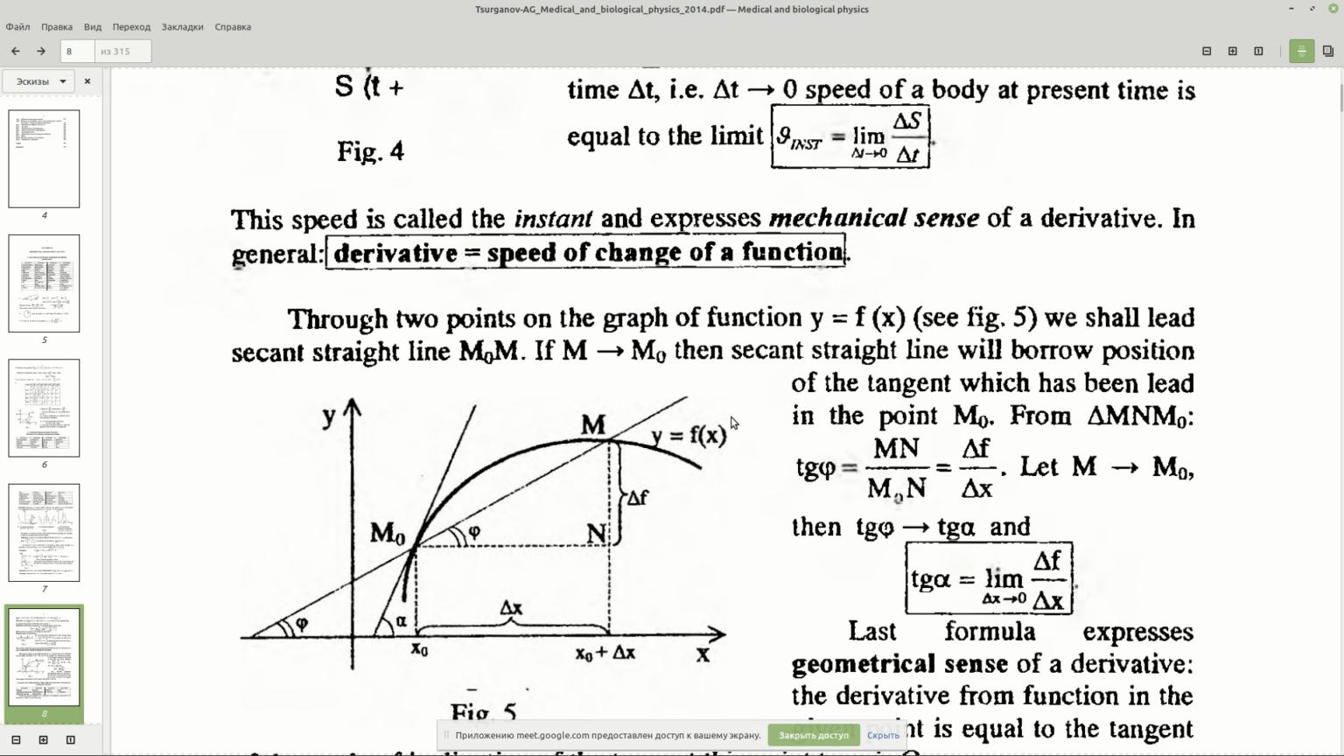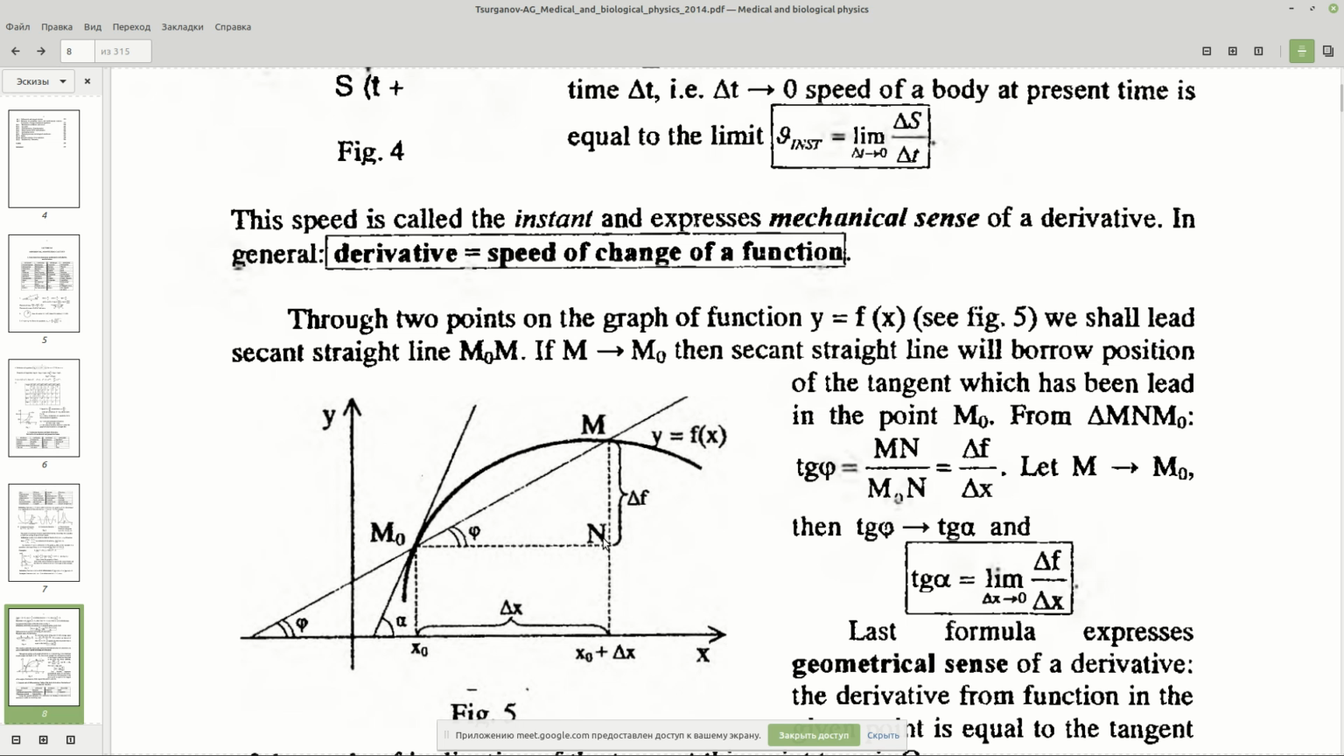From this right triangle m0 m n, the tangent of the angle phi inside this triangle is the ratio between the lengths of mn and m0n, and m0m will be the hypotenuse of this right triangle.